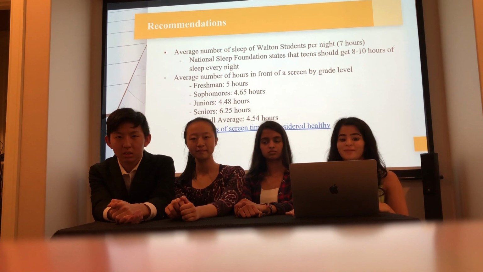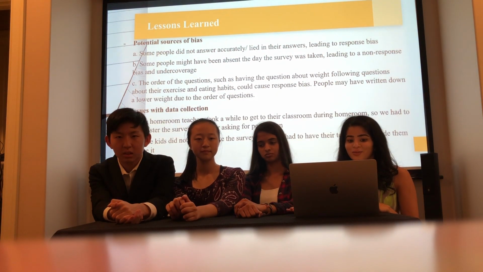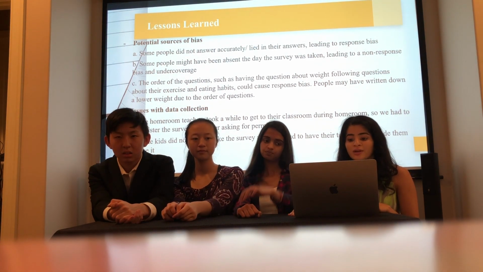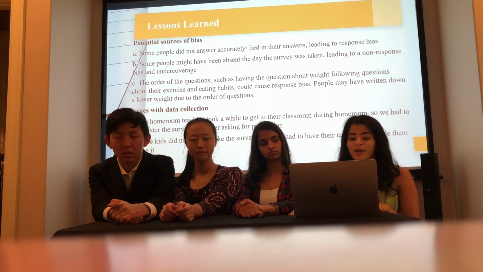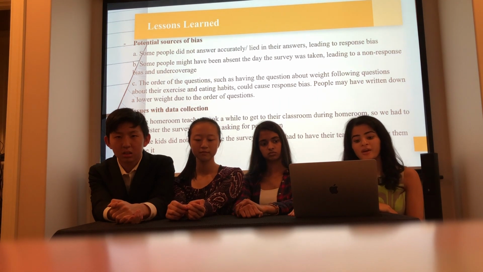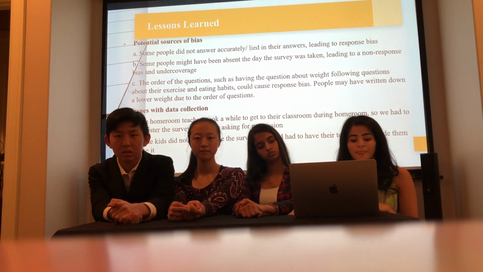Some lessons learned. The potential sources of bias were that some people did not answer accurately, which led to response bias. Some people may have been absent the day that we surveyed, which led to non-response bias and undercoverage. The order of questions, such as having the question about weight following questions about exercise and eating habits, could have caused response bias. People may have written down a lower weight due to the order of questions.